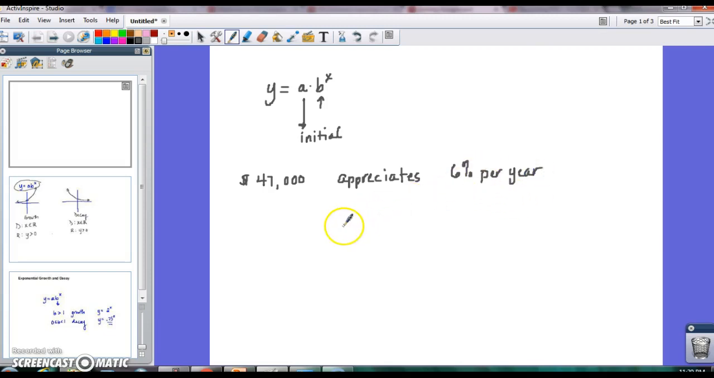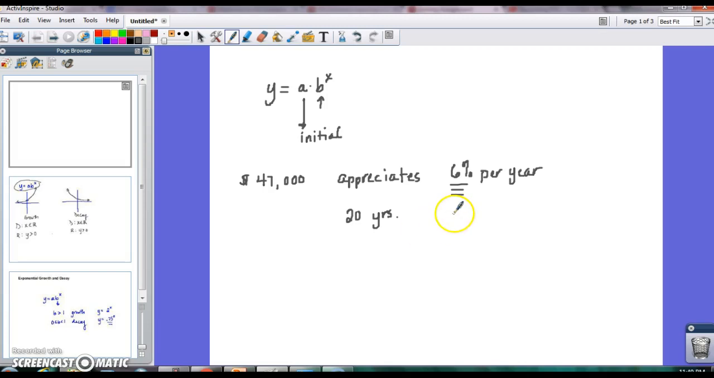And so my question is, what will your house be worth in 20 years? Now, this 6% comes in with that B value. You always start with B is equal to 1 because B represents the percentage of things that you have. So when you start, you have 100%. So if something is gaining in value, then you're getting more than 100%. If something is decreasing in value, then you're getting less than 100%. So if you kind of think of it that way, I think it makes it a little bit easier.